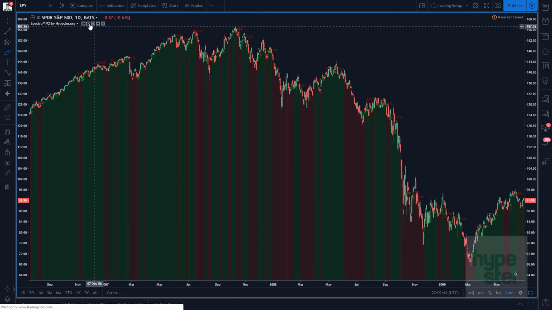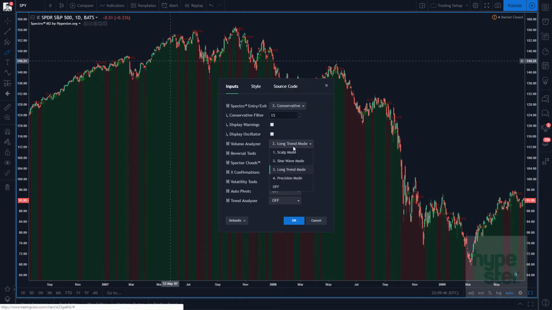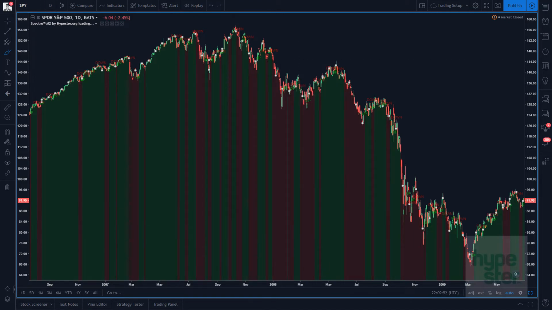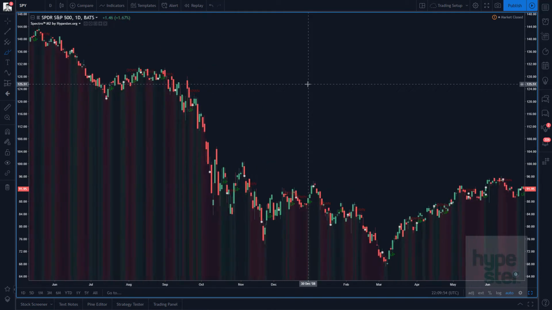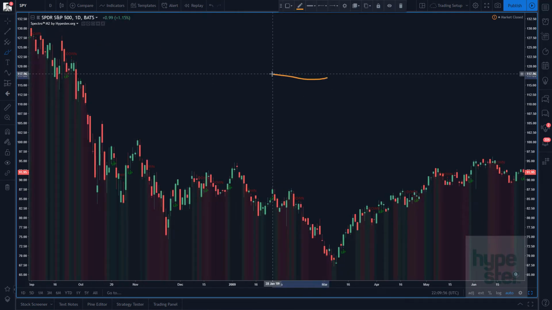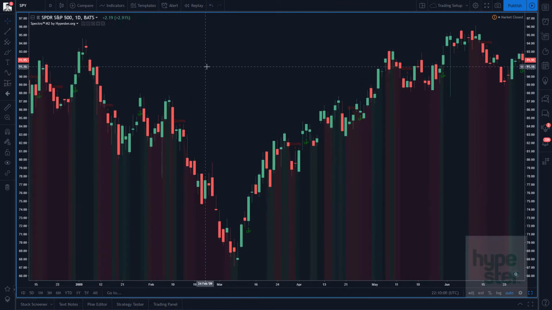Okay? Now the last volume analyzer, which is the precision mode, and it's one of my favorite modes. So the precision mode is, well, precise. And how it works, it not only tells you if it's bearish or if it's bullish, but it also tells you how strong that moment is. So the lighter the color is, the weaker it is. The darker it is, the stronger it is.